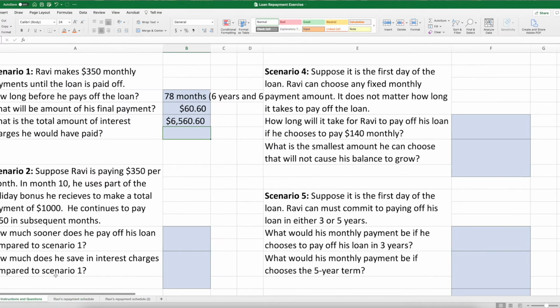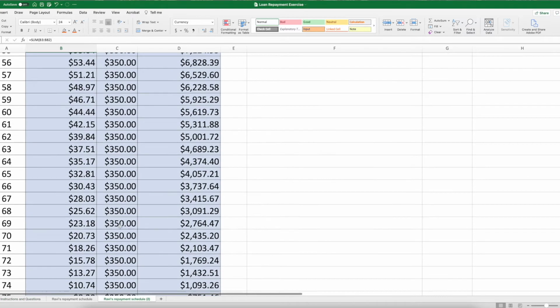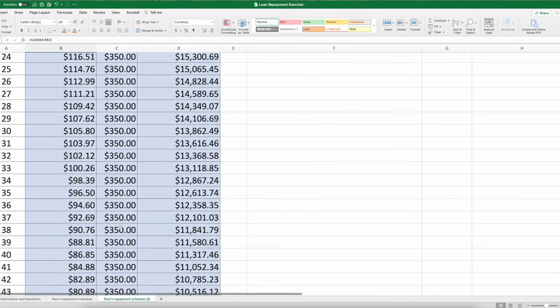Okay, so what's going to be different this time? The payment in month 10 is going to be $1,000 instead of $350. Okay, so let's go and make that change.